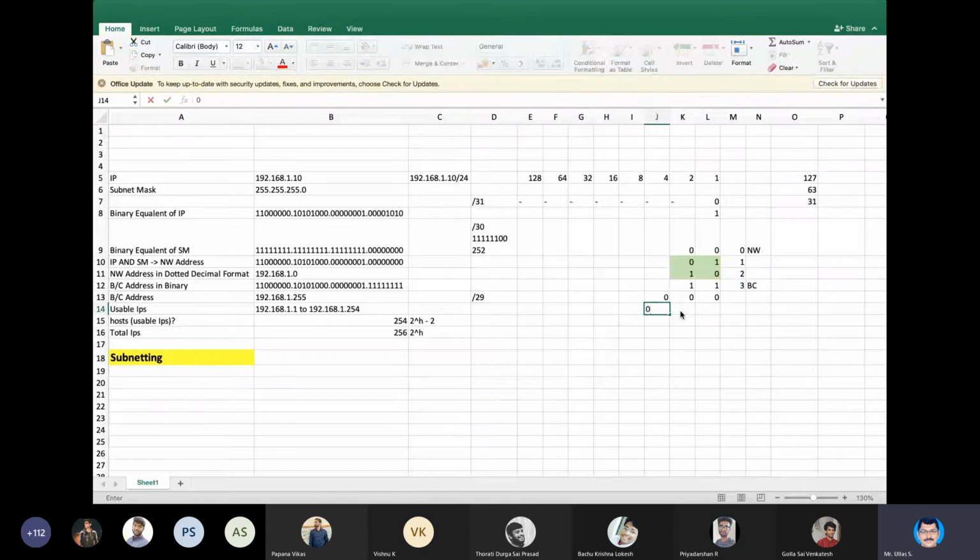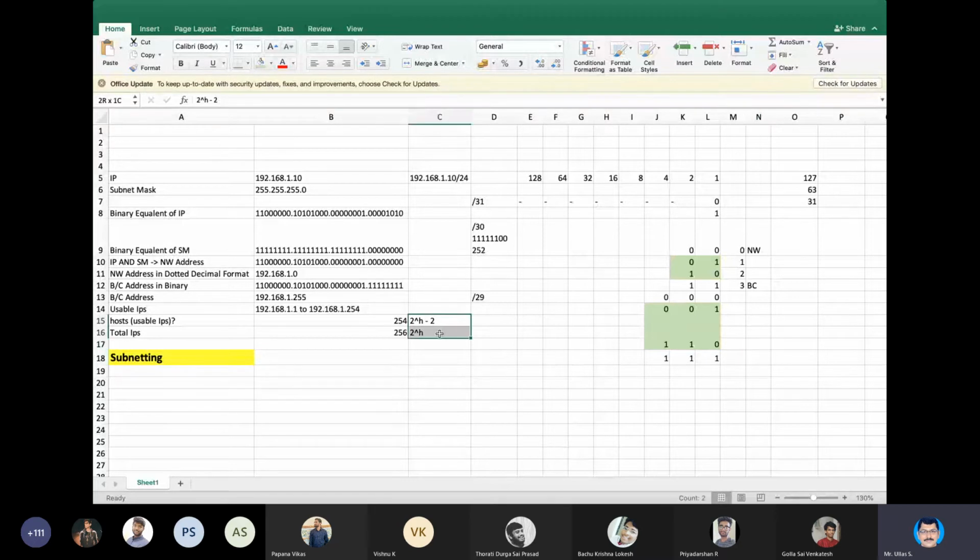Zero, 0, 1. So this will go up to 1, 1, 0. Okay, and the last one will be 1, 1, 1. Okay, this is how it will grow. So right from here, all the things in between, I can use for usable IPs. How many usable IPs are there?